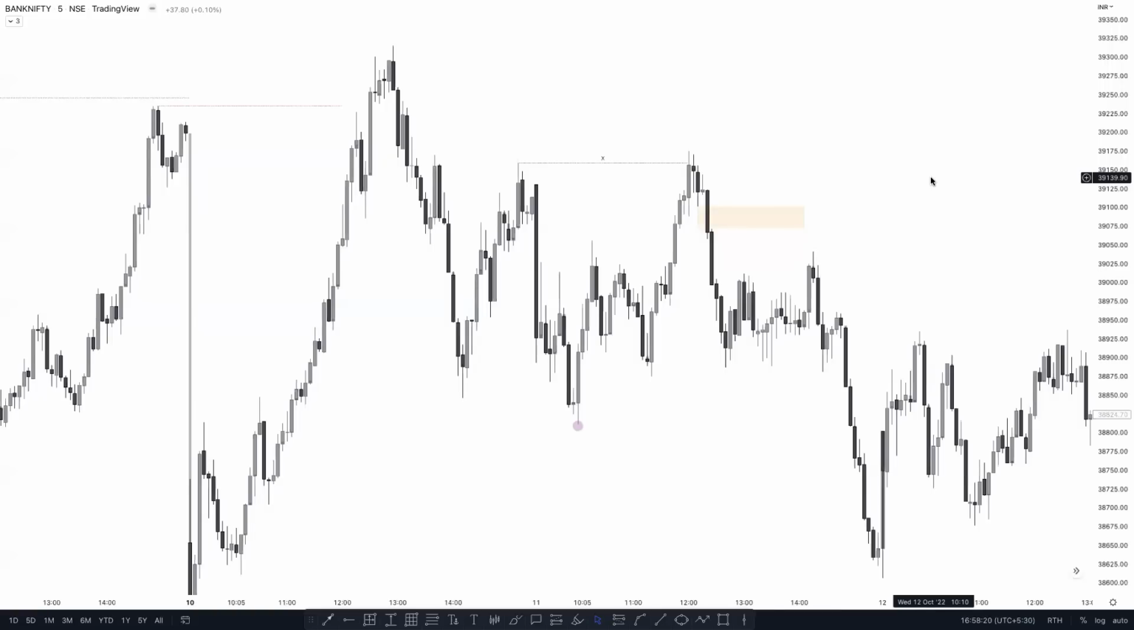How to trade in a range market? Always avoid a ranging market. I suggest that.